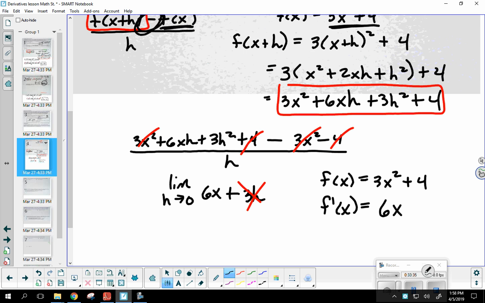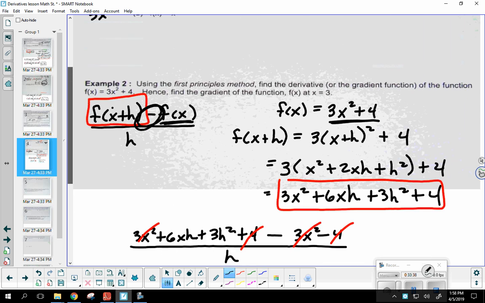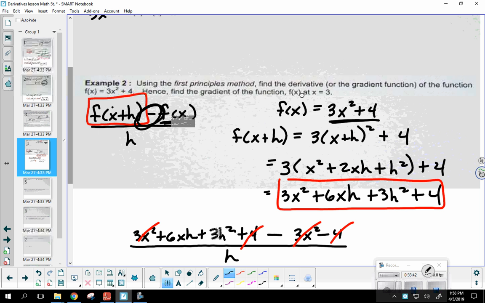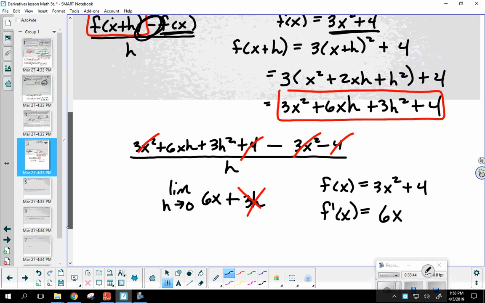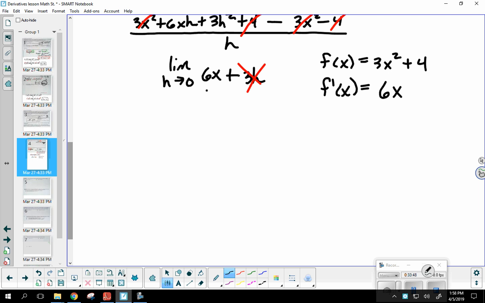Now, there's one more part to this problem. It says, find the gradient of the function at x equals 3. So here's what we really want to do. What would 3x squared plus 4 look like if I graphed it? Maybe a parabola. It's a parabola. Would it be skinnier or would it be fatter?